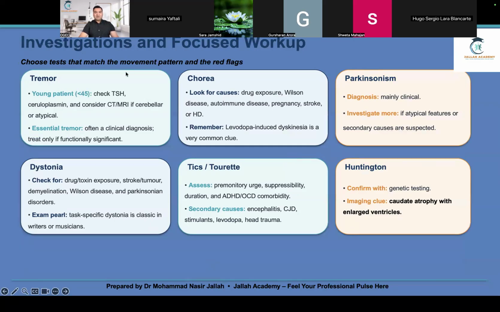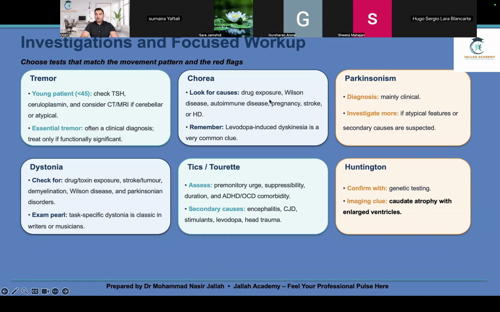Choose the test that matches the movement pattern and the red flag. For tremor in a young patient, less than 45, what do you do? Check for ceruloplasmin, check for hyperthyroidism, and consider CT and MRI if cerebellar or atypical, or if the patient has ataxia with it too. Essential tremor is often clinically diagnosed, treat only the functionally significant. So we don't treat if it is not functionally significant.